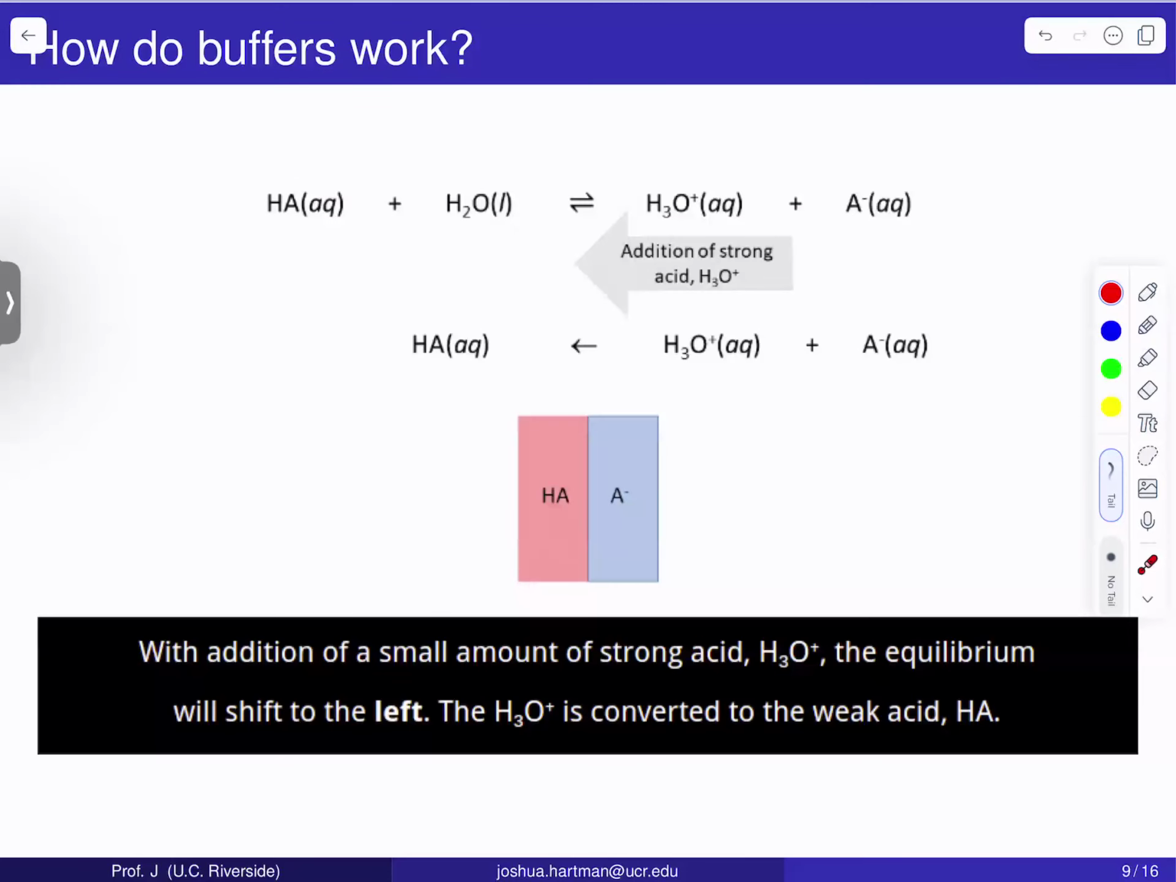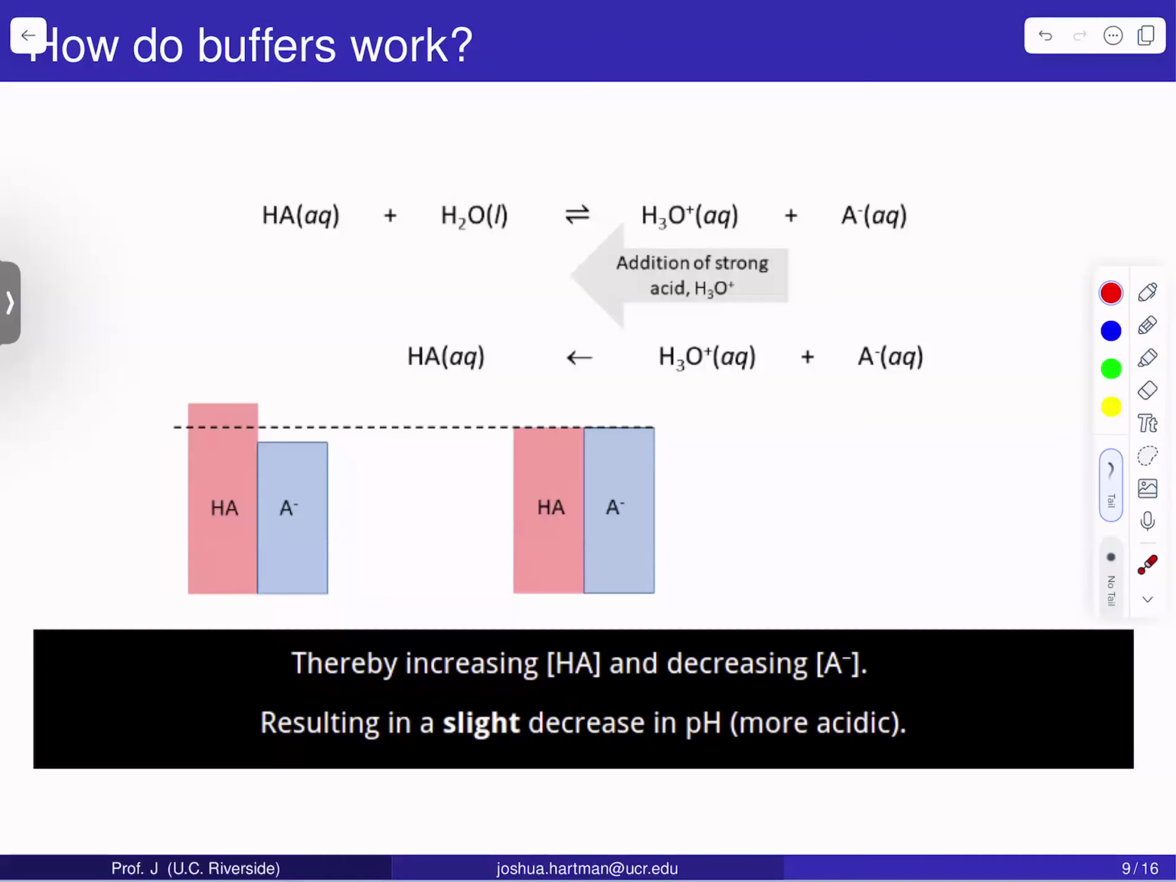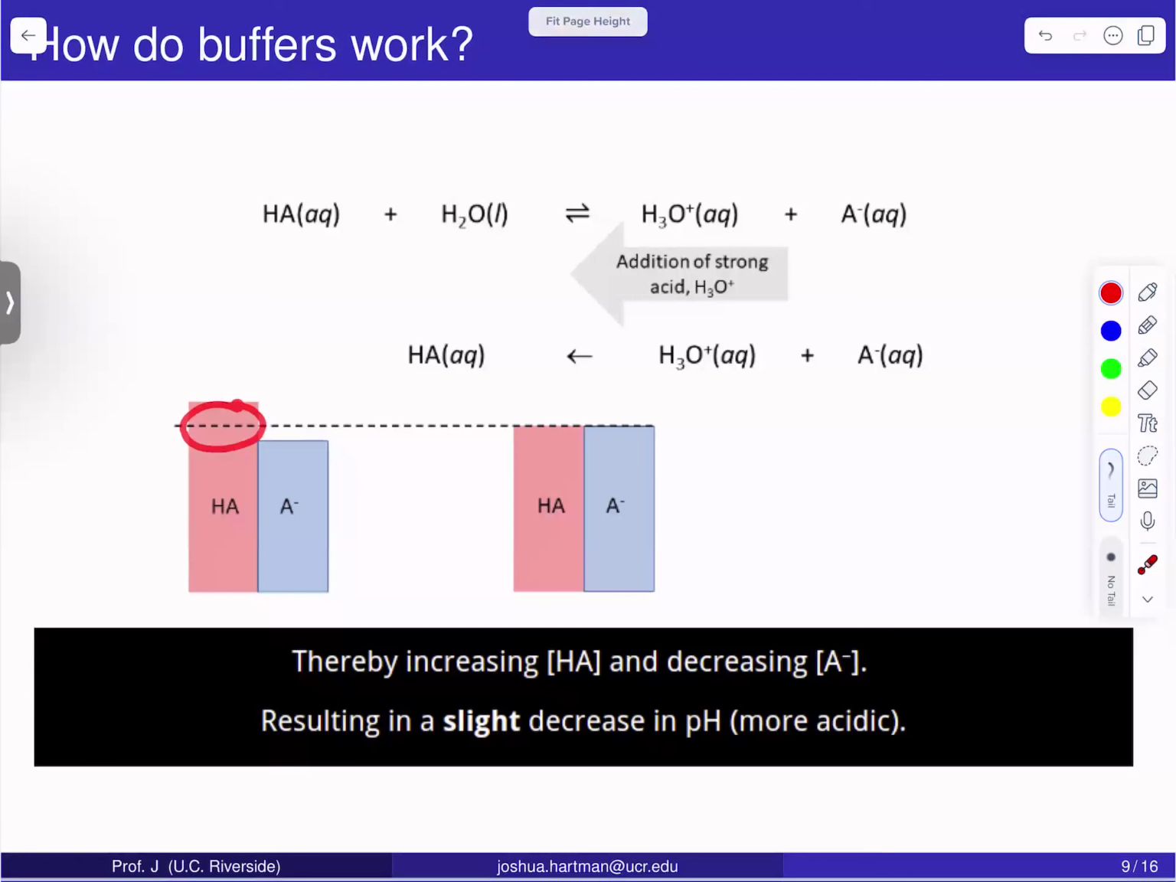Now, if we were to add a strong acid, adding a strong acid is going to shift the equilibrium to the left because you're effectively adding a product here. And that's going to result in the formation of more HA. So shifting to the left. The net result of that shift will then be an increase in the HA concentration and a decrease in the A minus concentration, thereby making the solution slightly more acidic.